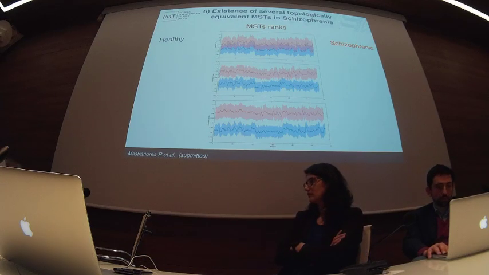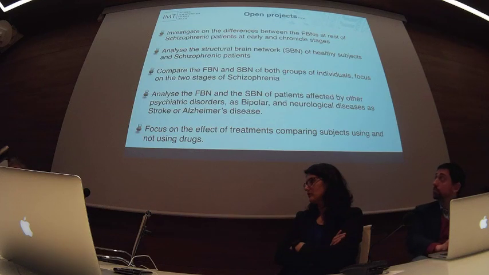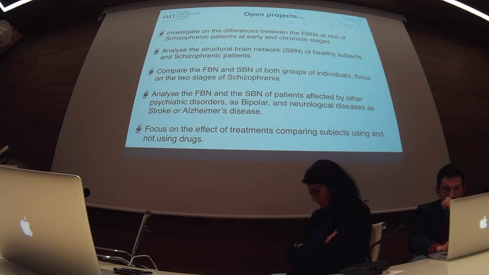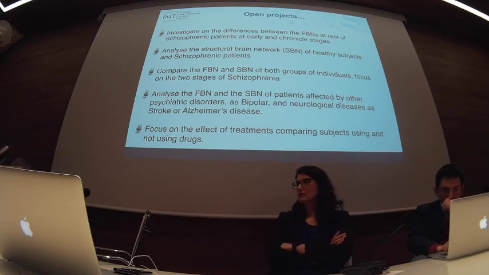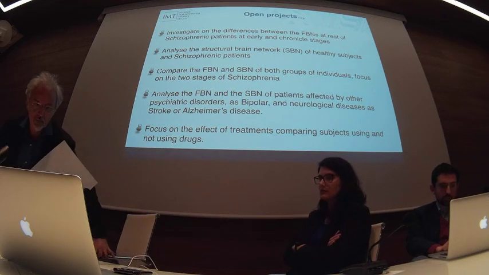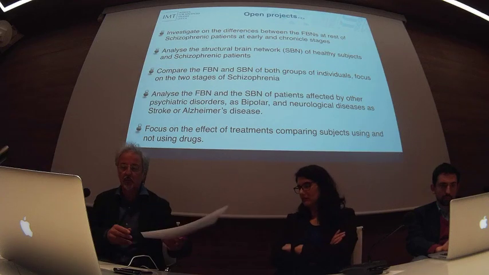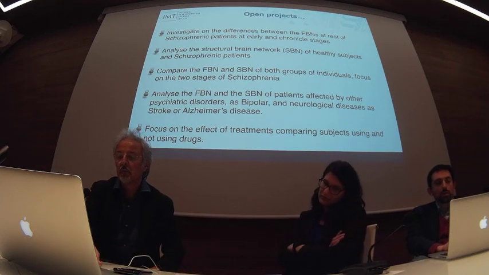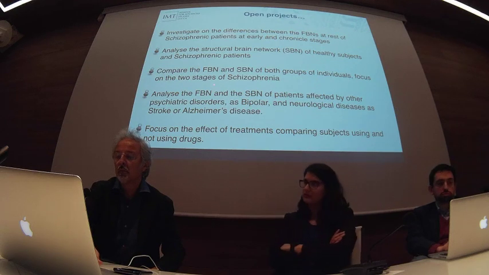So this is just an overview of what we have done. Of course, if you need more details, we can discuss. And we have open projects on this because now we would like to understand if it's possible to find the differences between two different stages of schizophrenia. We would also like to compare what we have found with the structural brain network, so the anatomical connections. And we would like to extend this analysis, to repeat it for different psychiatric disorders and neurological diseases.